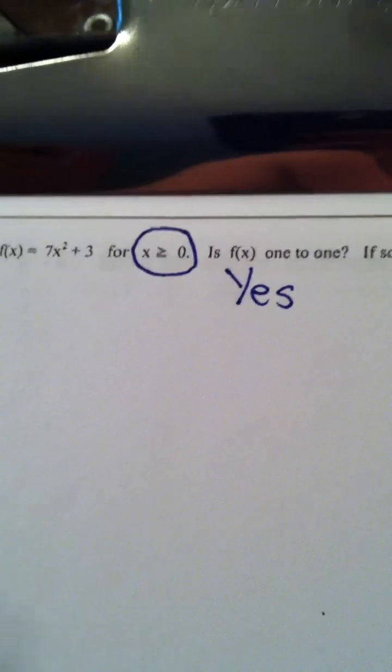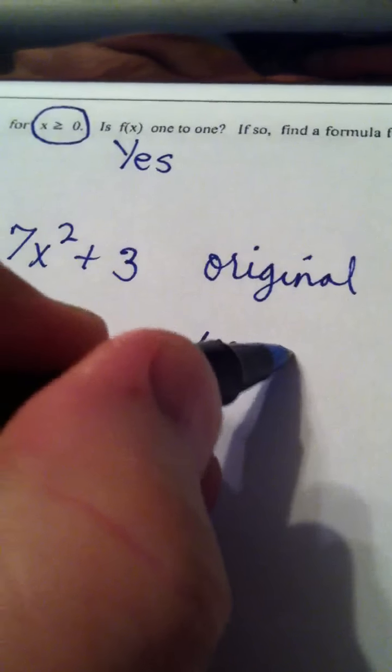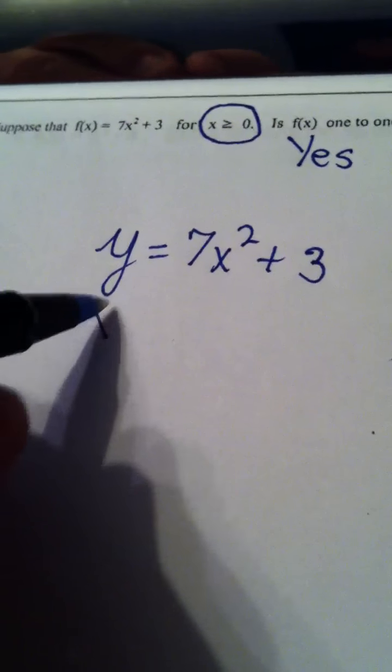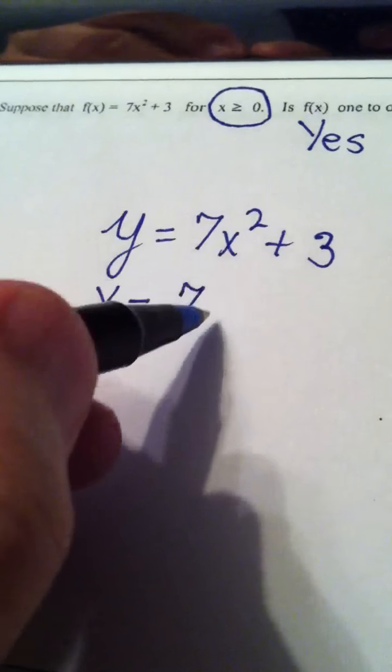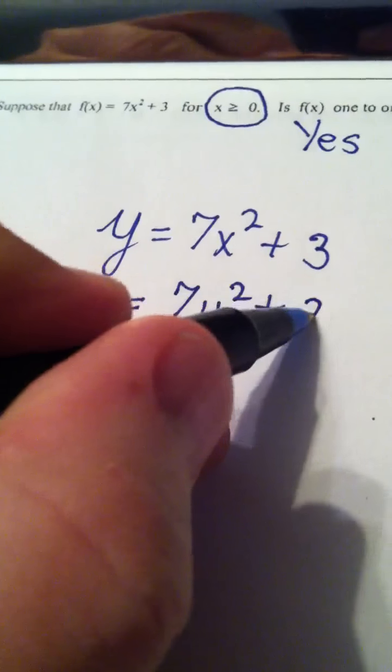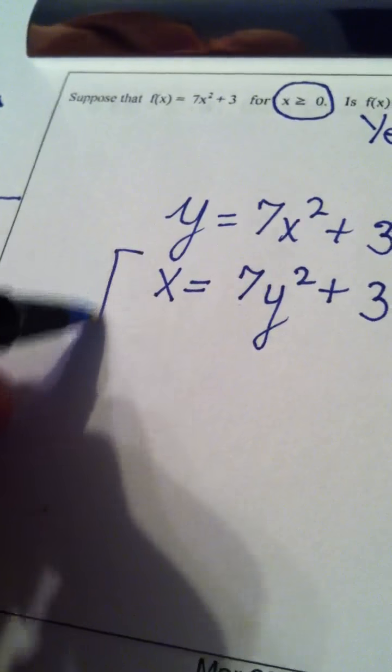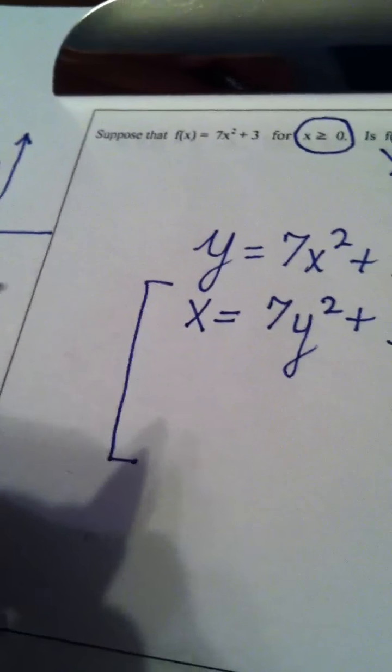Now, if so, well, it is so, find a formula for its inverse. All right, so let's do that. Y equals 7x squared plus 3. That's our original function. The inverse function, you know how to find that. To find the inverse function, we change domain and range. So y becomes x, and x becomes y. So we have x equals 7y squared plus 3, and we now need to solve this for y to get a formula for f inverse.